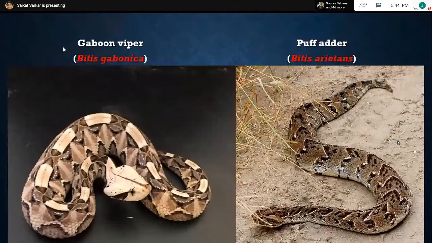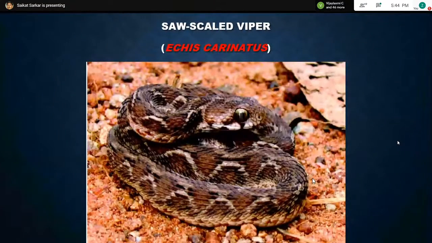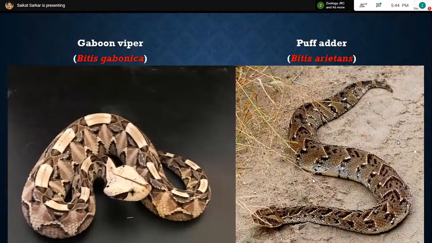This is the Gaboon viper found in Africa. The puff adder is also found in Africa. The Gaboon viper has a record to its name. It has the longest fangs of all the living snakes that you know about. Puff adders are the most frequent biters of Africa, like we have the saw-scaled vipers in Asia. I mean, in Africa, the most number of bites are from this species.